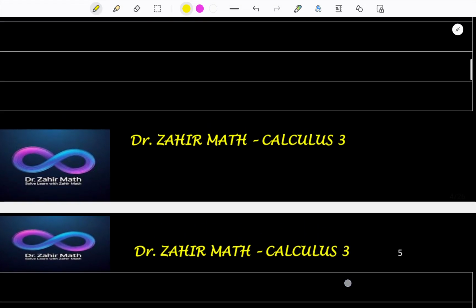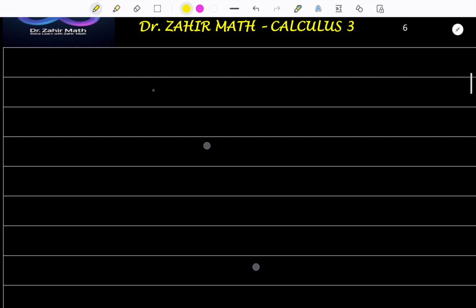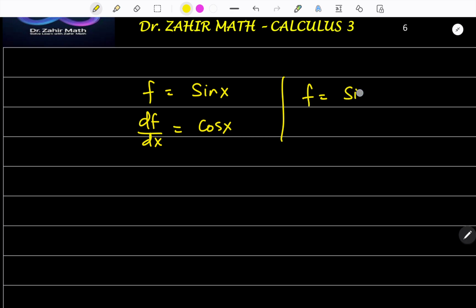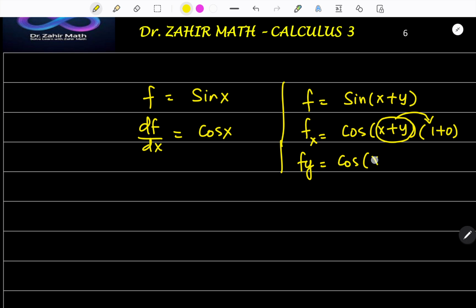Suppose you have a function f is equal to sine x. What is the derivative? df divided by dx, which is cosine x. Suppose you have a function f is equal to sine of (x plus y). There are two variables. If you want to take the derivative of f with respect to x, it is cosine of (x plus y), and after that the derivative of (x plus y) with respect to x is 1 plus 0. Suppose you want to calculate fy: cosine of (x plus y), and the derivative of (x plus y) with respect to y is 0 for x and 1 for y.